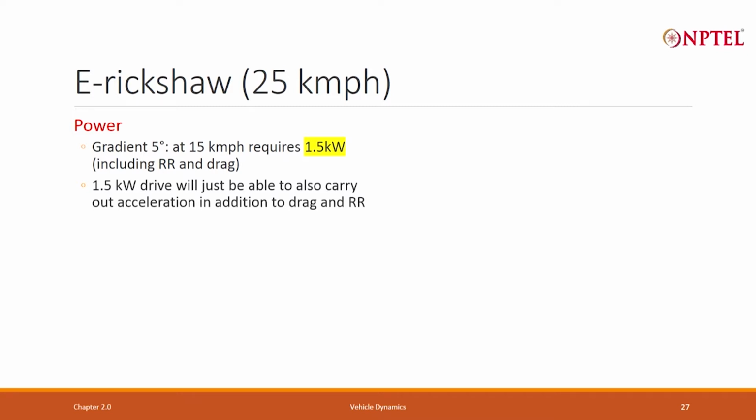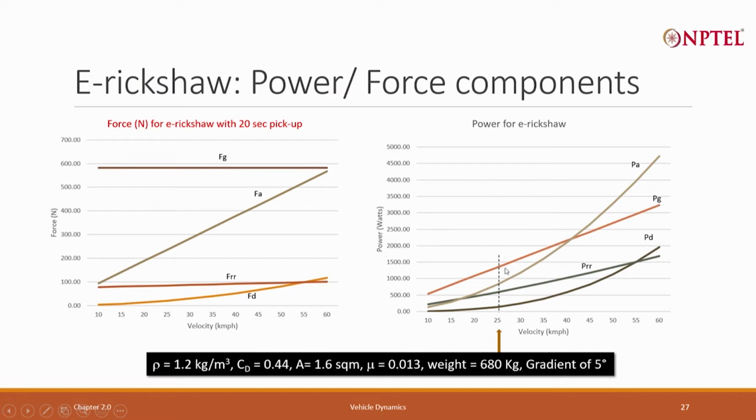So, for 1.5 kilowatt, if I look at the acceleration, the power is 700 watts, and the drag power and rolling resistance together are around 1.2, 1.3 kilowatt. So, a 1.5 kilowatt motor is good, I do not require more than that. In fact, the motor that is used is around 1.2 kilowatt.